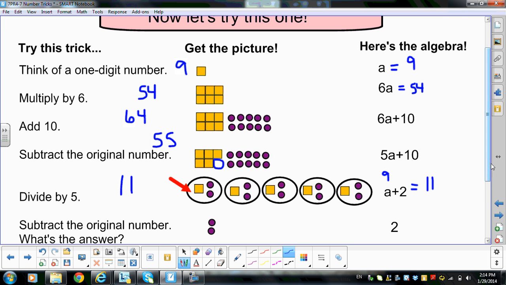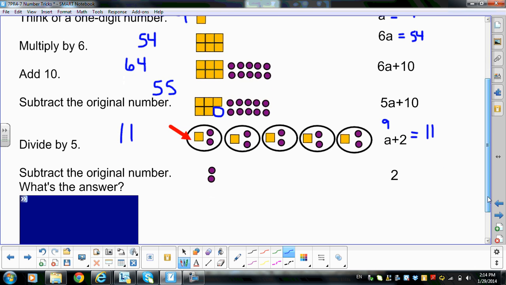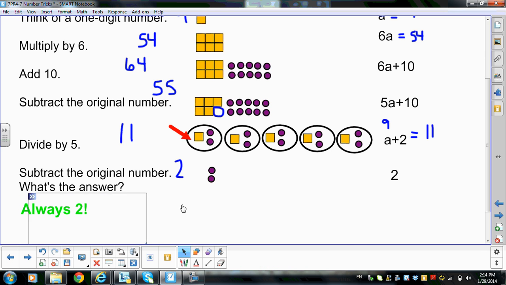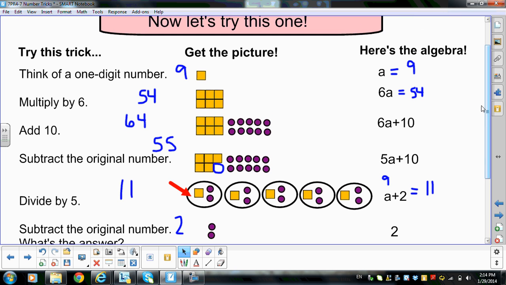Okay. And what's the original number? 9. It wants me to subtract it again. So let's do 11 take away 9. And I'm left over with 2. I'm left over with 2 in my drawing, and I'm left over with 2 in my algebraic equation. Let's see here. The answer is always going to be 2. No matter what number you choose, if you follow those rules, you are always going to get the number 2.